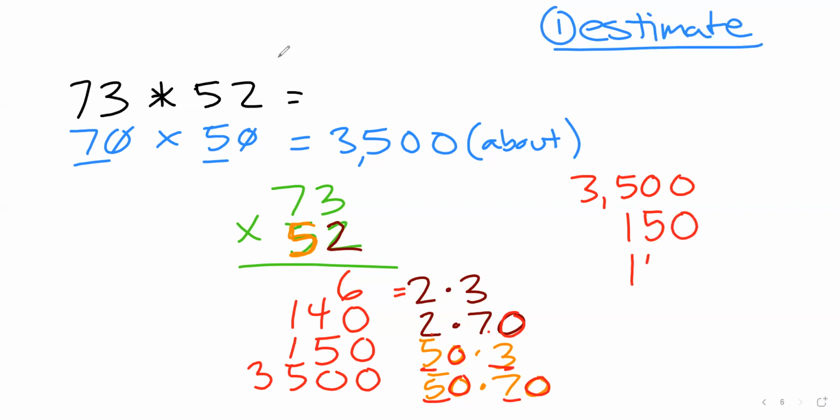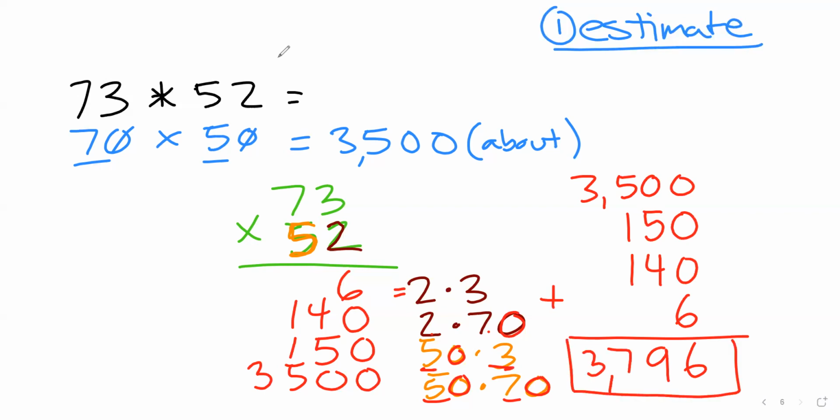This is where I'm seeing the biggest mistakes from people. You're not putting things in place values. You're just throwing numbers together. Make sure they're in their place values. Boom. All right, let's come over here. Our real answer is 3,796. Our estimation was 3,500. Wow, that looks so good.